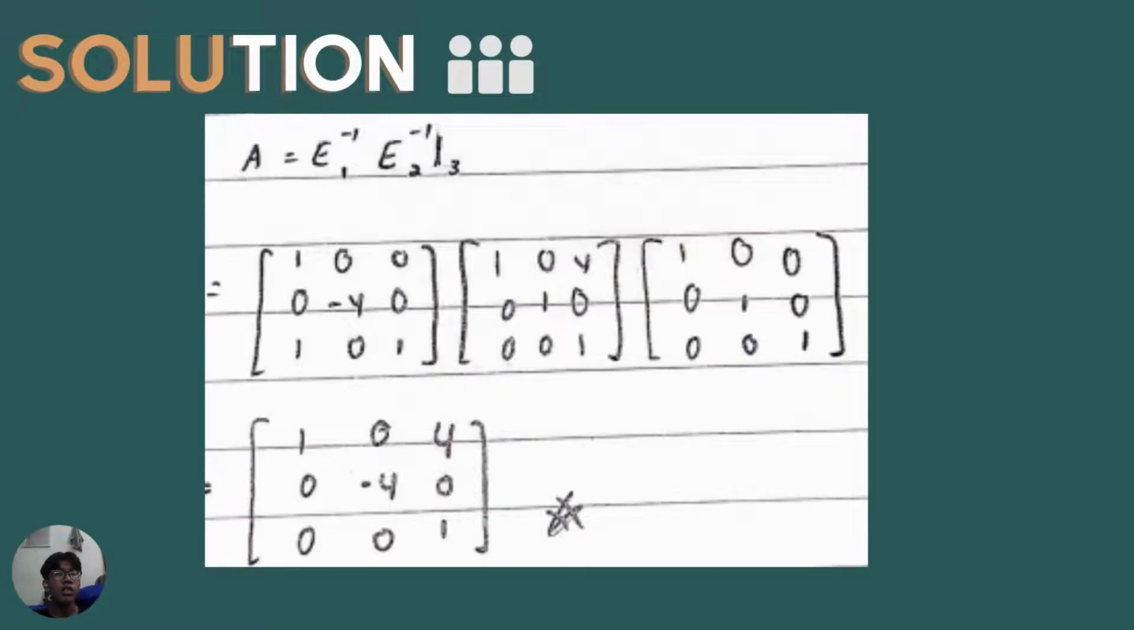E inverse 1, E inverse 2, and I3 is equal to 1 0 0, 0 negative 4 0, 0 0 1, multiplied with 1 0 4, 0 1 0, 0 0 1. And lastly, I3 is 1 0 0, 0 1 0, 0 0 1. So the final result is 1 0 4, 0 negative 4 0, 0 0 1. So that's the answer for the questions of the example that we discussed right now.